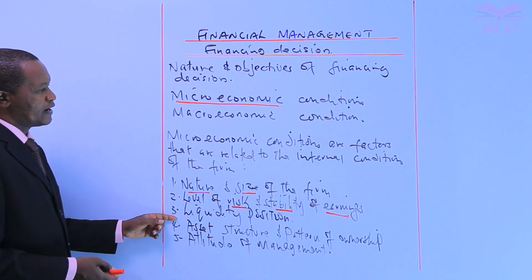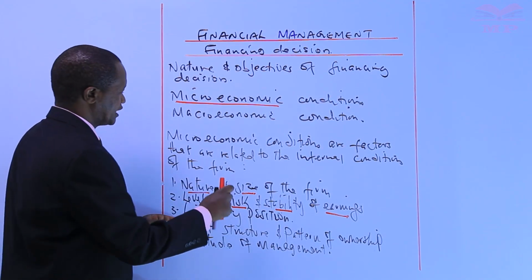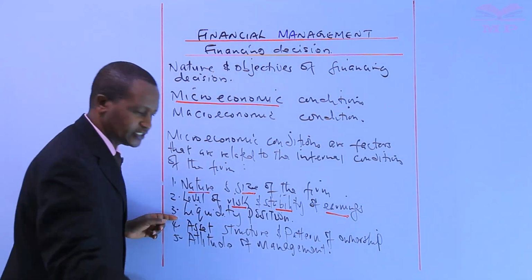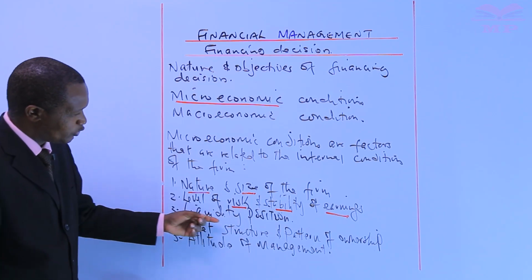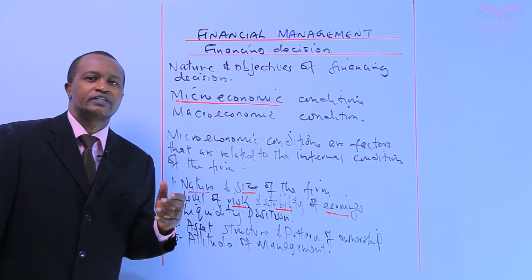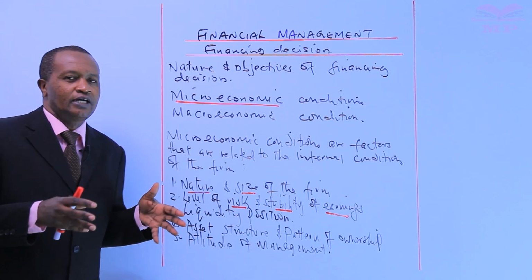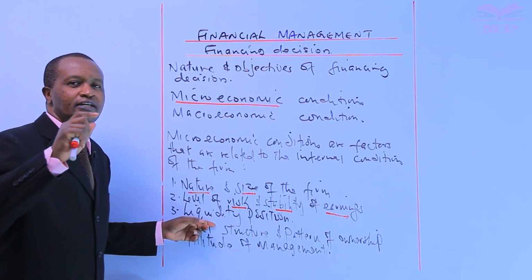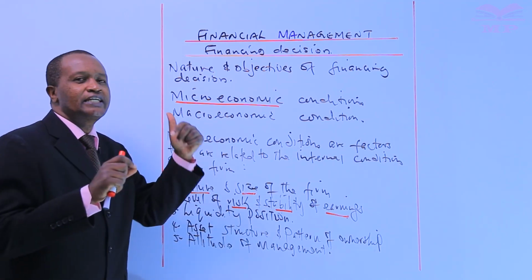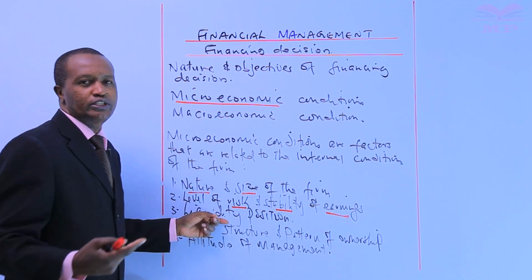We are discussing microeconomic conditions that are related to the internal conditions of a firm that influence financing decisions. Number 3, we have liquidity position. This is the third factor that influences the financing decisions. And candidates, since dividend is normally paid out of cash, firms with a sound liquidity position adopt what we call a liberal dividend policy.